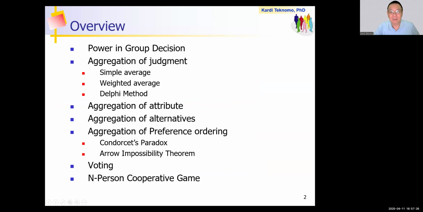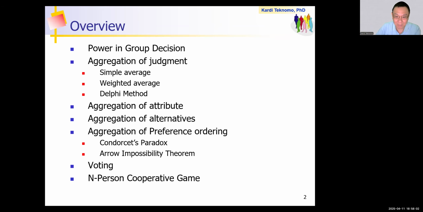Based on aggregation of judgment, and then based on aggregation of attribute or aggregation of alternative, or aggregation of preference ordering. You see the topics here, so these are all different aggregation methods. And then we will discuss voting. You think voting is just one person, one vote, but we will expand this knowledge, so that you can go into different types of voting.